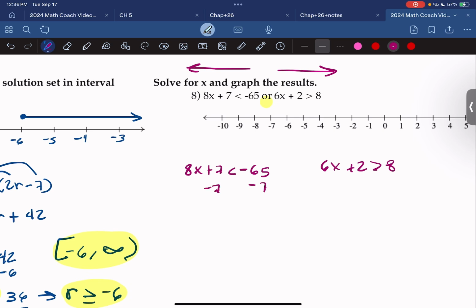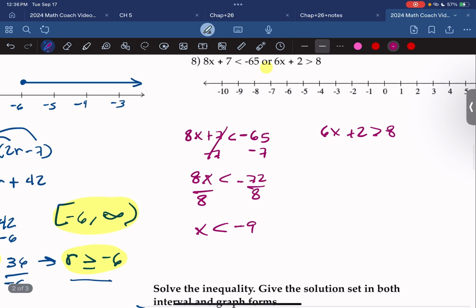-7 minus 7 cancel, so that's going to be 8x. It's going to be less than -72. Over 8, x is less than -9. That's our first answer, and it's just a regular inequality symbol, no line under it, no or equal to. So our interval notation is going to be -9, comma, positive infinity. So that's our first value.